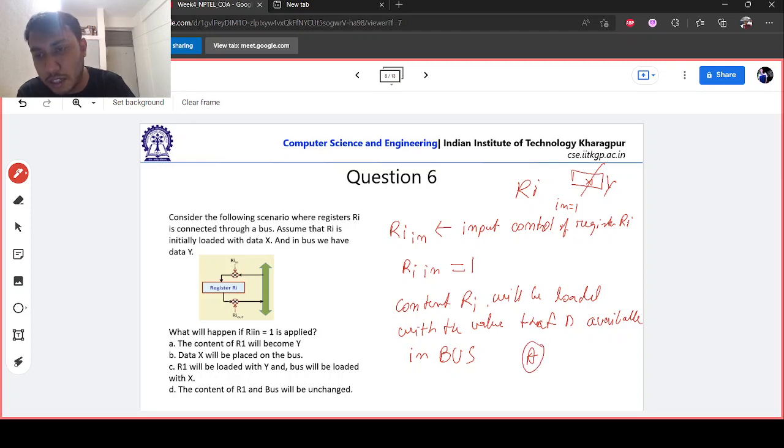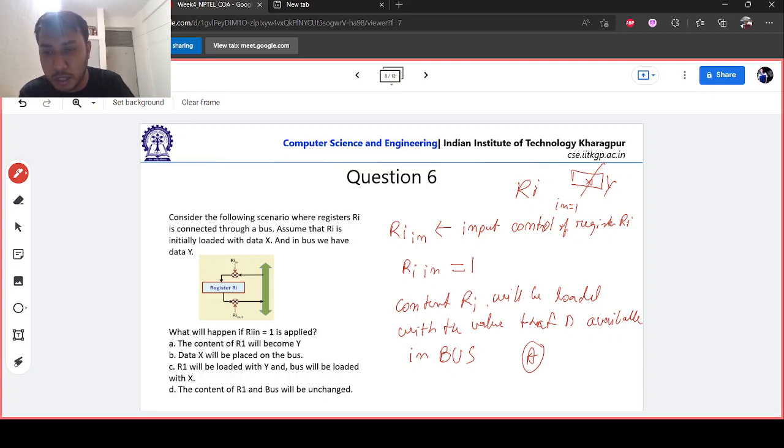So option A is correct because the R1 value will be Y. Data X will not be placed on the bus. Data X will be placed on the bus when Ri out becomes 1. R1 is loaded with Y and the bus will be loaded with X. No, that never happens. It only happens when Ri in and Ri out are both 1.